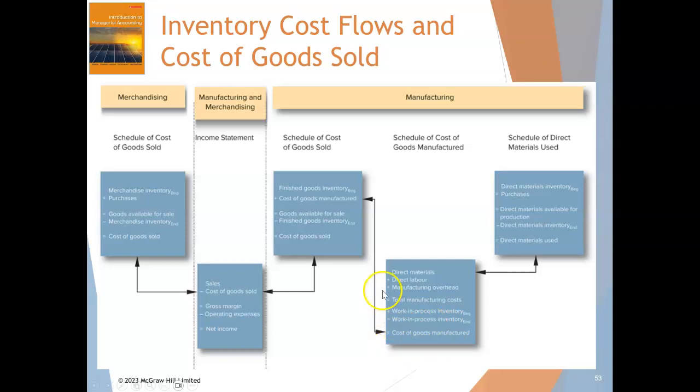And then we can go over to the schedule of cost of goods sold. In our finished goods inventory account, we can start off with our beginning finished goods inventory, add the cost of goods manufactured. That will give us our goods available for sale. Subtract out our finished goods ending inventory, and then that gives us our cost of goods sold.